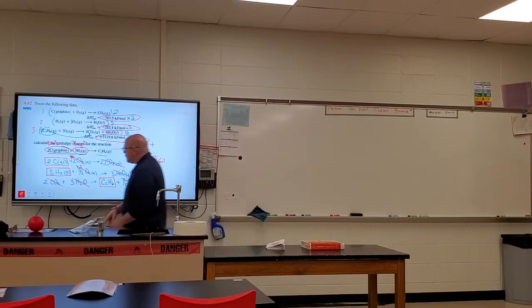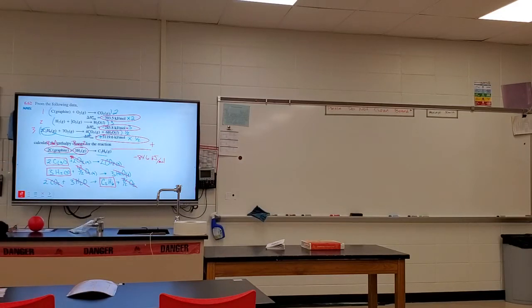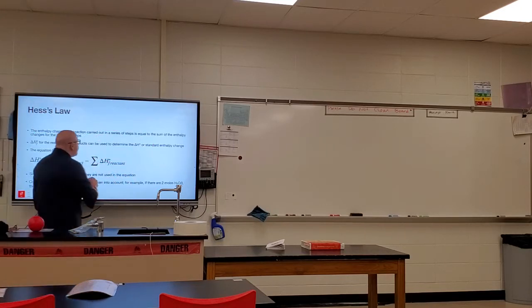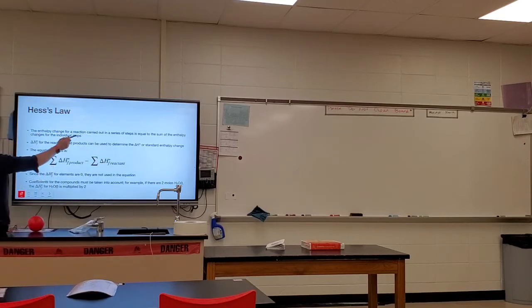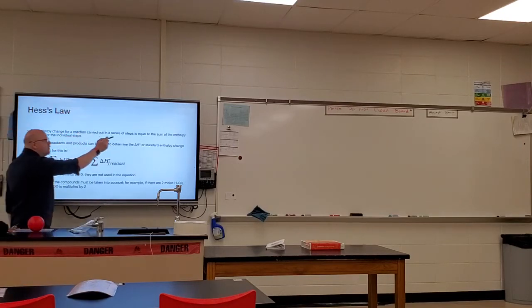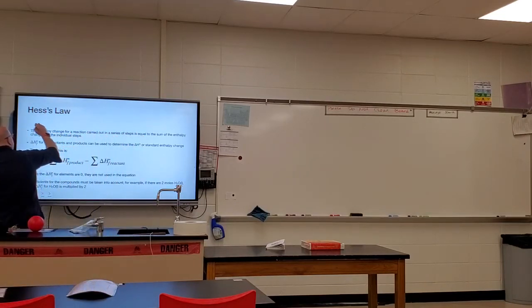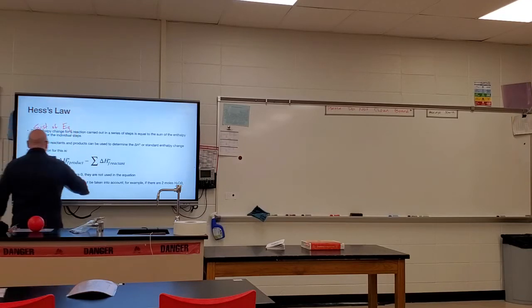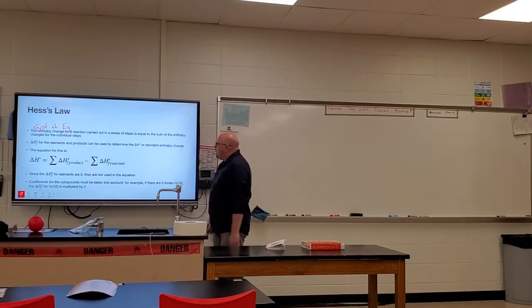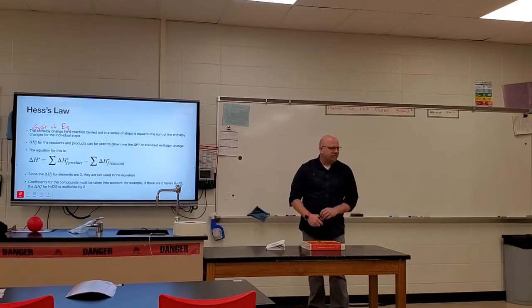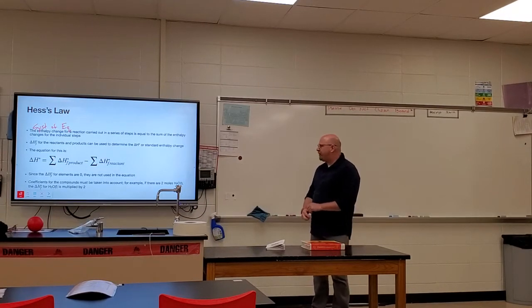Flavor number 2. A little bit different. Requires me to go back to this. So, the enthalpy change for a reaction carried out in a series of steps is equal to the sum of the enthalpy changes for the individual steps. So I guess you say, this is the system of equations. The delta H, degree sign F, okay, that has a name. It's called the enthalpy of formation.